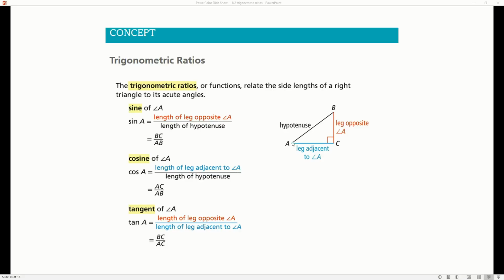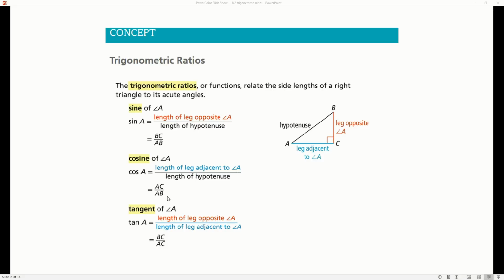But for now, if you want to rule it out and make sure, I always go with the opposite side. It's so easy to just go straight across the triangle and find the opposite. And then if I need the adjacent, it's the third leg that's not the hypotenuse. So we're going to do the adjacent side divided by the hypotenuse.